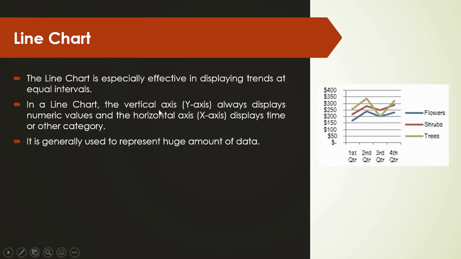In a line chart, the vertical axis always displays the numeric value and the horizontal axis displays the time or other categories. It is generally used to represent a huge amount of data. Okay, and it is useful to emphasize continuity by showing the change in data over time. Okay, so this is the line chart.